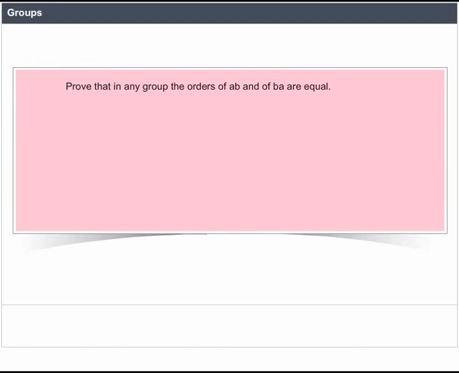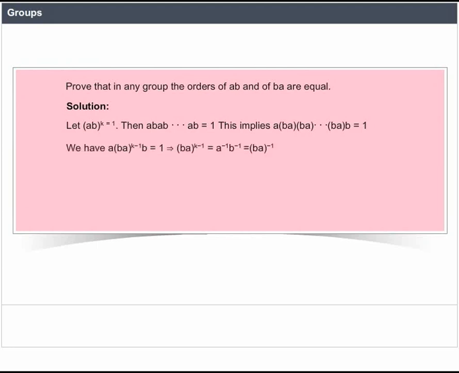Groups. Prove that in any group the orders of ab and of ba are equal. Solution. Let (ab)^k = 1, then ab ab ... ab = 1. This implies a(ba)(ba)...(ba)b = 1. We have a(ba)^(k-1) b = 1, which implies (ba)^(k-1) = a^(-1) b^(-1) = (ba)^(-1).